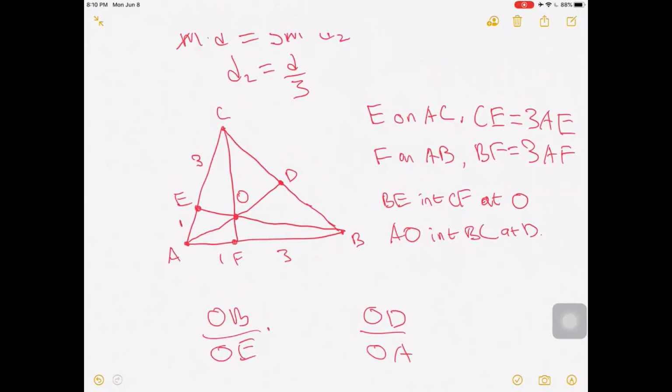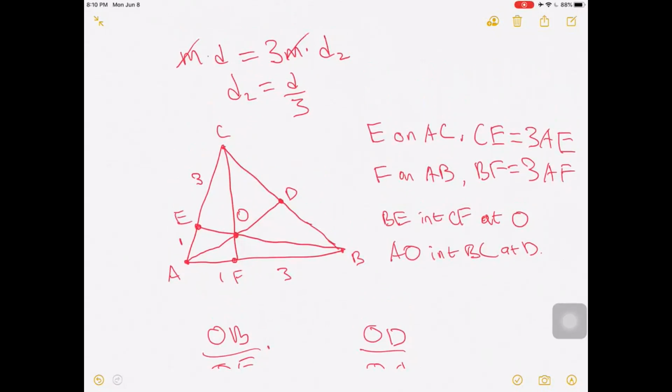So let's just start off with C. If we assign it a mass of 1, let's consider our balance beam of A, E, and C. So in order to balance this beam, we would need a 3 on the other side. We need A to have a mass of 3 because we need the distance times the mass to be constant. So we need 1 times 3 equals 3 times 1.